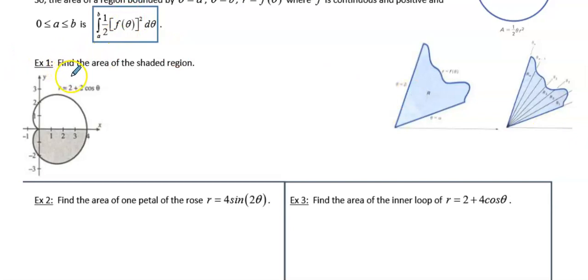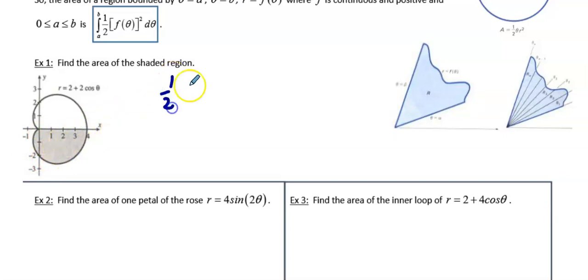So we start with something very basic. It says find the area of the shaded region, and it gives us the graph. And sometimes they're actually going to give us the graph for this. So it's going to give us that r equals 2 plus 2 cosine of theta. You guys can see that this is a cardioid, and so it's asking us to find the shaded region of what you see down here.